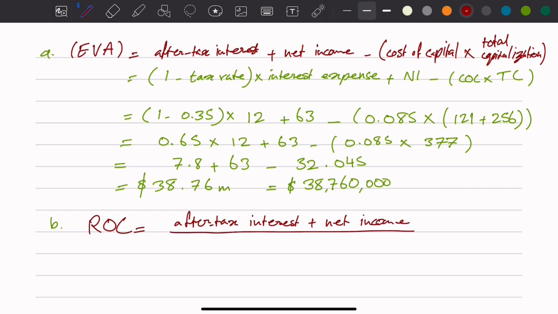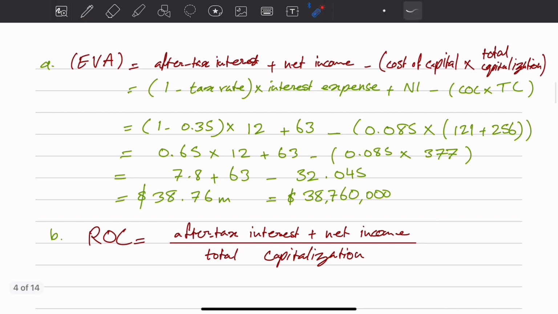Okay, divided by total capitalization. All right. Now you notice something.